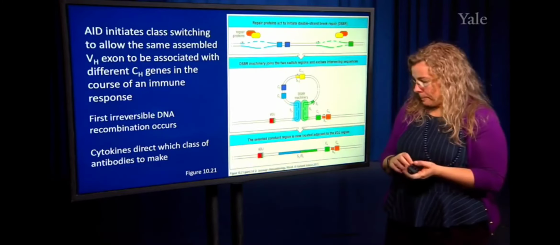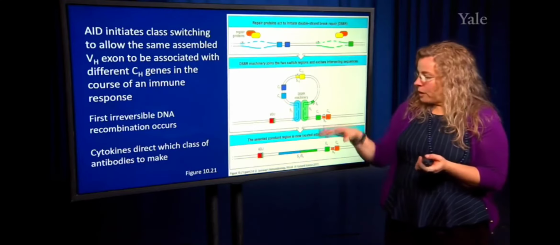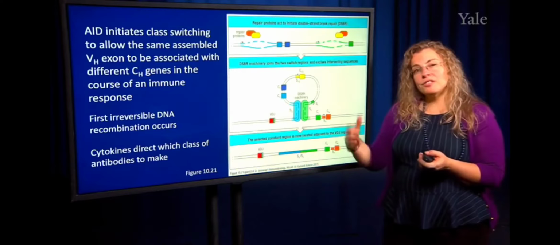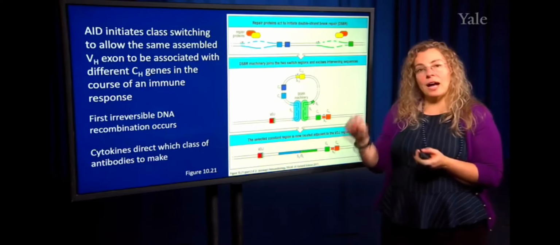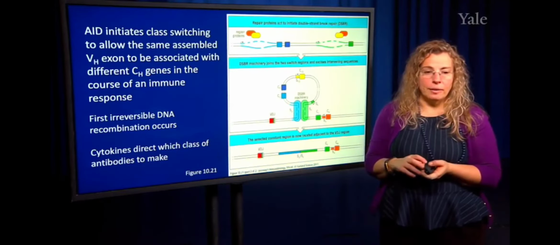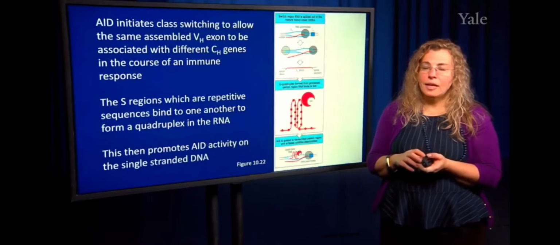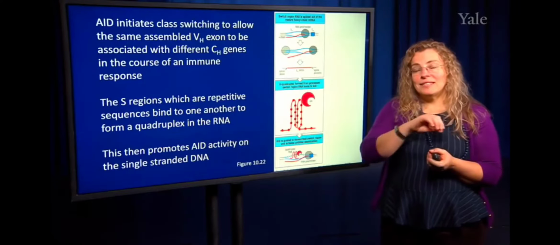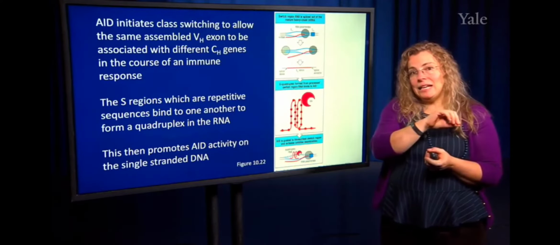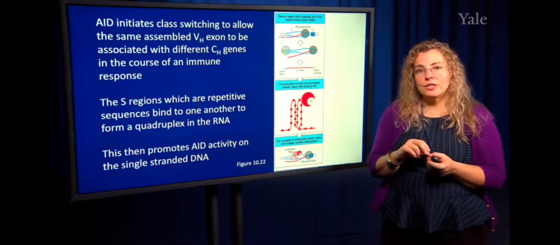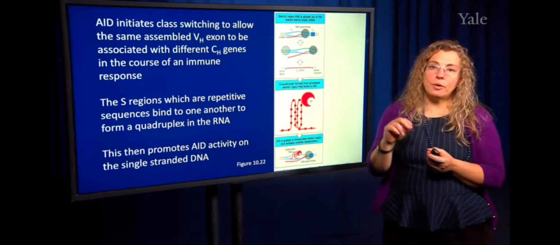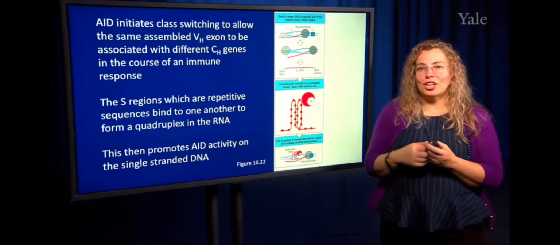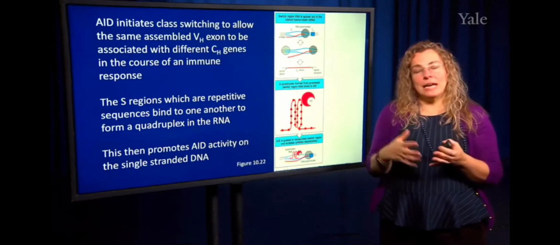So what you end up with is S regions that are both repeat regions and promoters in front of the constant region that you want for your antibody. Now, the next thing that happens is that, remember, AID made that initial mutation because the gene was being transcribed. So the DNA recombination is actually occurring almost simultaneously, really, with transcription.